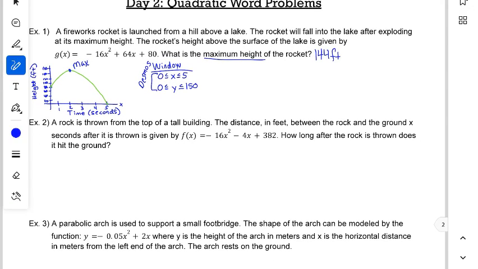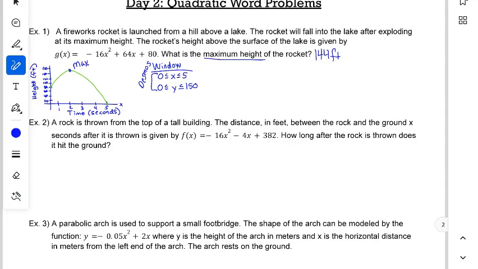All right, let's look at example 2. A rock is thrown from the top of a tall building. The distance in feet between the rock and the ground, x seconds after it's thrown, is given by that function. How long after the rock is thrown does it hit the ground? All right, so let's draw a picture of this. What's it going to look like?